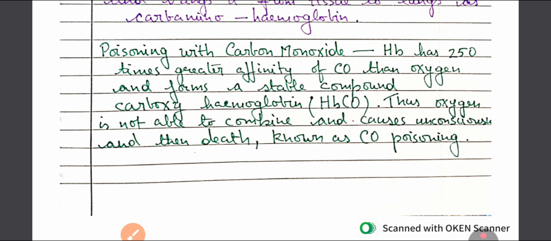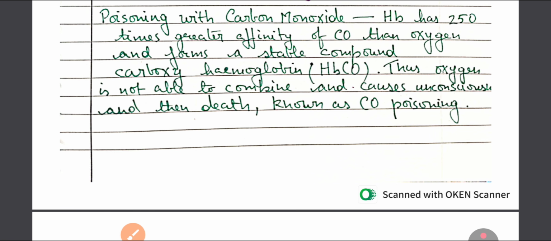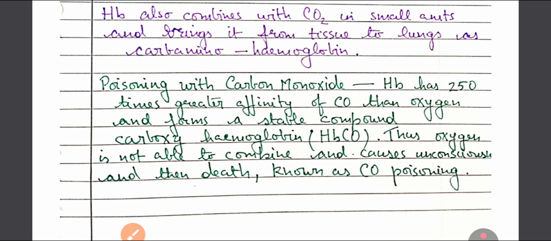Now, many of us have read in newspapers about carbon monoxide poisoning. Hemoglobin has 250 times greater affinity for carbon monoxide than oxygen and forms a stable compound known as carboxyhemoglobin, HbCO. Thus, oxygen is not able to combine, which causes unconsciousness and then death, known as carbon monoxide poisoning.